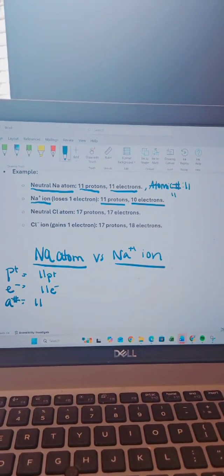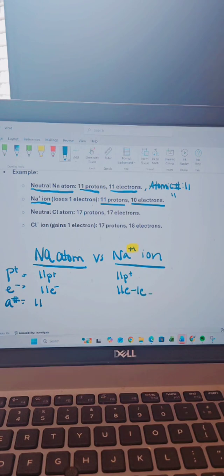Now, the moment I say, well, what's up with my protons for a sodium ion? Sorry, y'all, for a sodium ion. I'm still going to have 11 protons for my sodium ion, but you know what changes? My electrons. I initially had 11, but because of this +1 charge, it's like your checking account. You're going to subtract that $1 out, and that's going to give you 10 electrons.